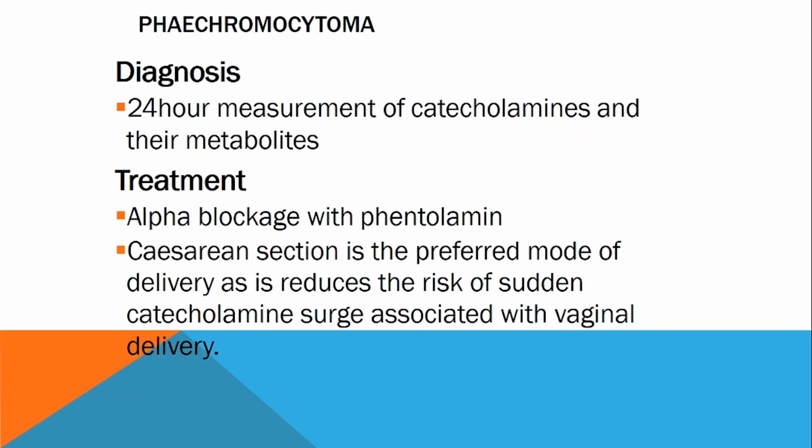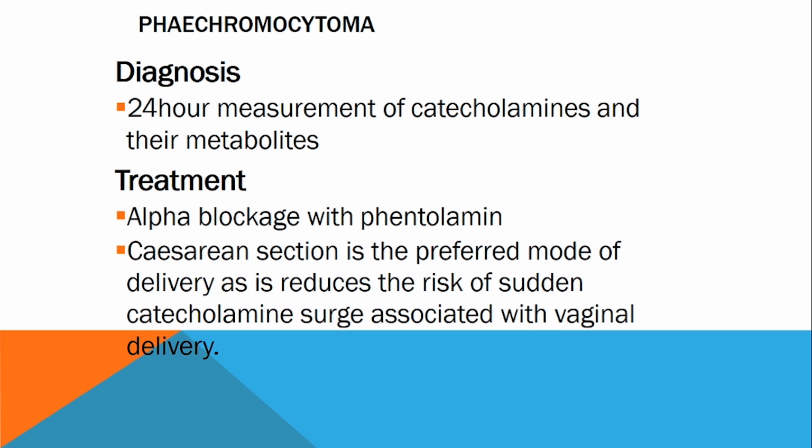Pheochromocytoma is diagnosed by assaying for 24-hour measurement of catecholamines and their metabolites. Treatment essentially is by the use of phentolamine, which is an alpha blocker drug. Cesarean section is the preferred mode of delivery as it reduces the risk of sudden catecholamine surge associated with vaginal delivery.